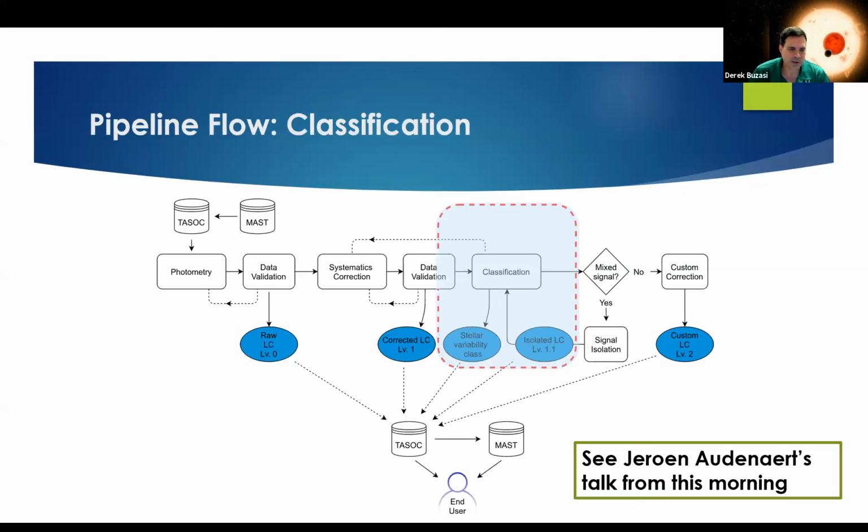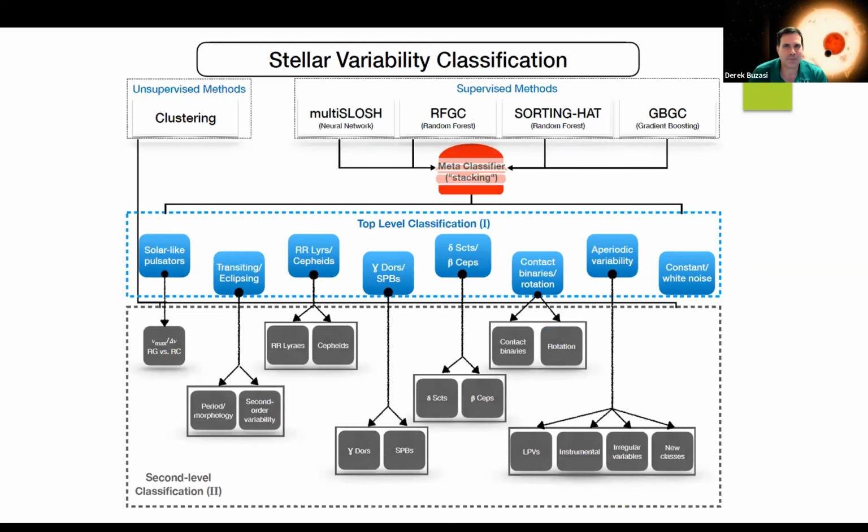So we do classification. I'm not going to talk about this. If you saw Jeroen's talk from this morning, then you saw all about this. If you didn't, then you should have seen his talk. But here's the takeaway diagram: we do classification using a variety of supervised methods feeding into a meta classifier, which is also a random forest. That gives us some top level classification.